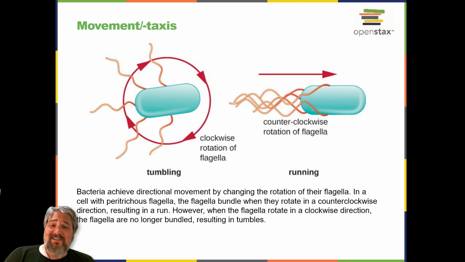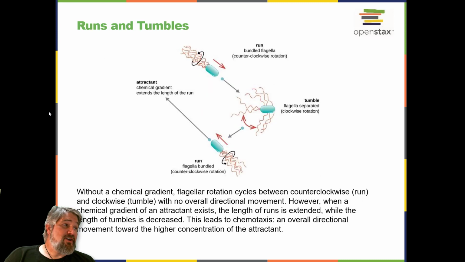When an attractant exists, runs and tumbles still occur. However, the length of runs is longer, while the length of tumbles is reduced, allowing overall movement towards the higher concentration of the attractant. When no chemical gradient exists, the lengths of runs and tumbles are more equal, and the overall movement is more random.